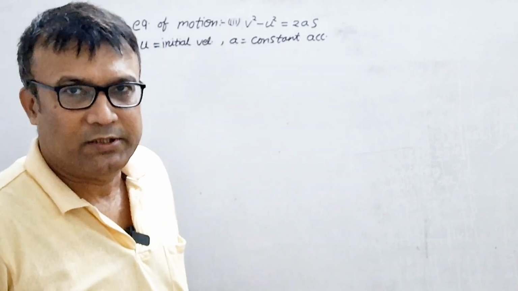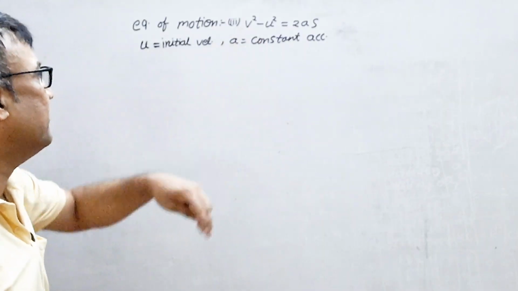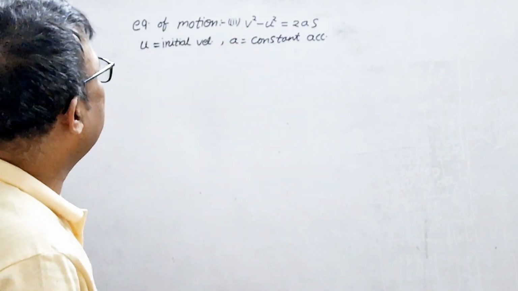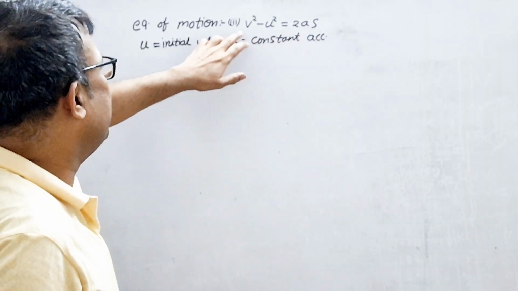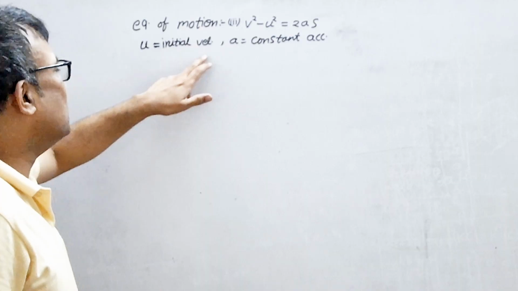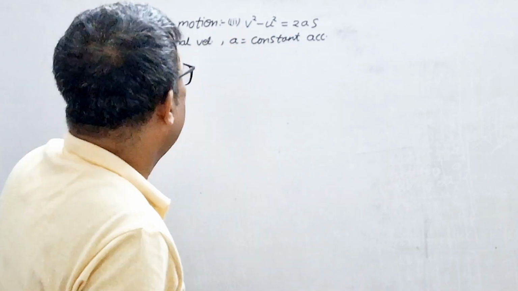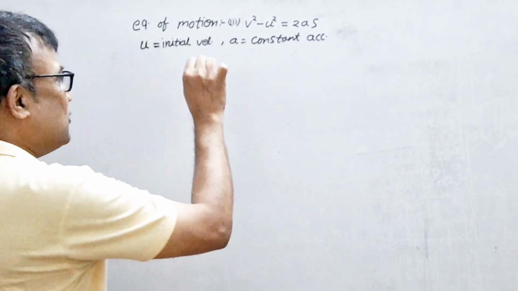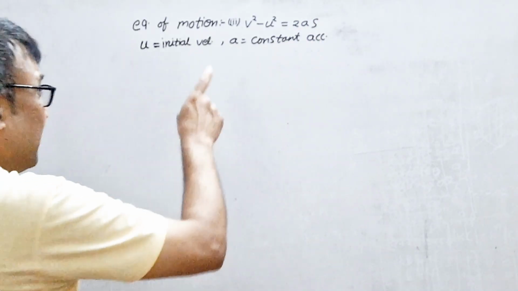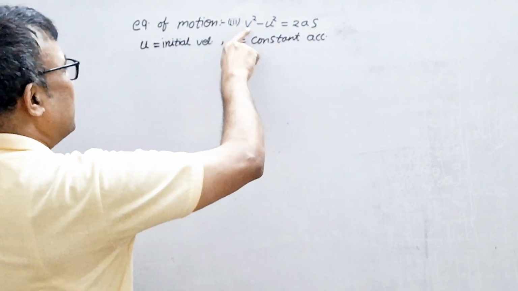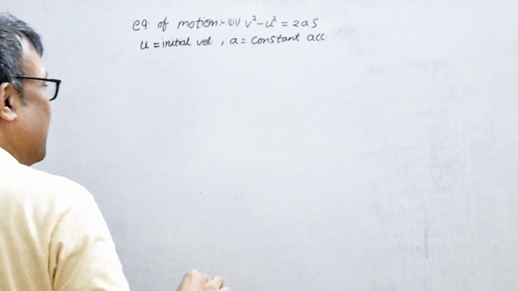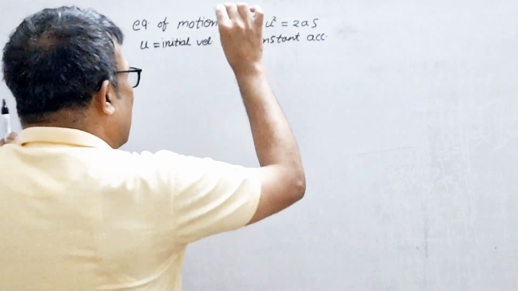Now we derive the third equation of motion, which is v square minus u square equal to 2as. Here the variable quantities are v and s. S is displacement and v is the velocity at any time t. U being the initial velocity is constant throughout the motion, and in equation of motion a is always constant. So a is constant acceleration. Now to obtain this relation, first we have to find out the relation between variables v and s in terms of constant, so that we can integrate it to find out the relation.